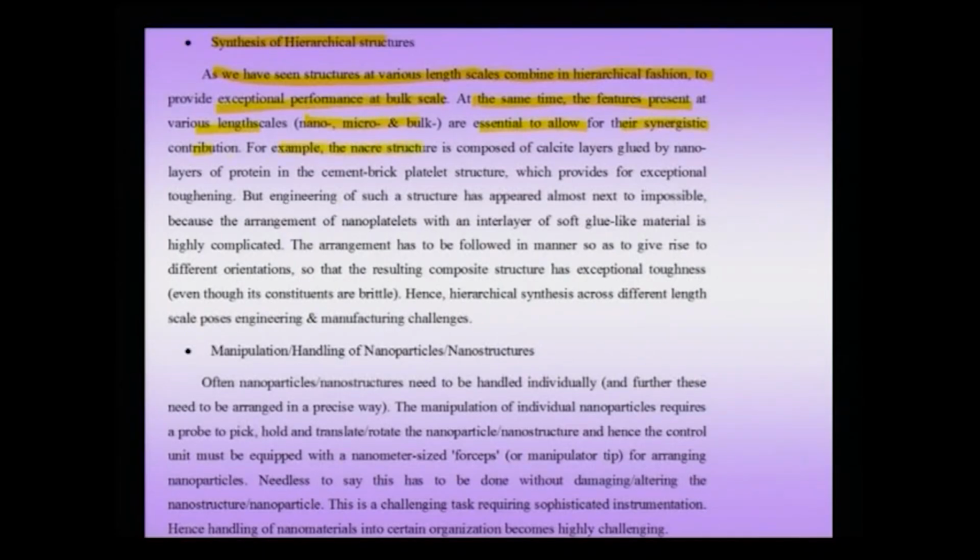For example, we have seen the nacre structure is composed of calcite layers glued by nano layers of protein in a cement-brick platelet structure, which provides for its exceptional toughness or impact resistance. But engineering such a structure has appeared almost next to impossible because the arrangement of nano platelets with an interlayer of a soft, glue-like material is highly complicated.